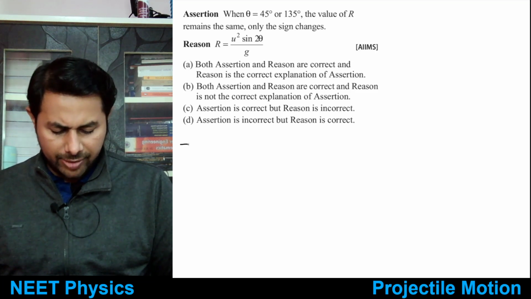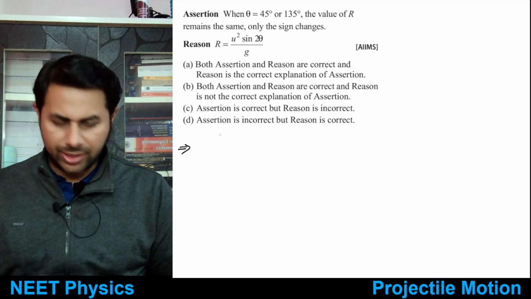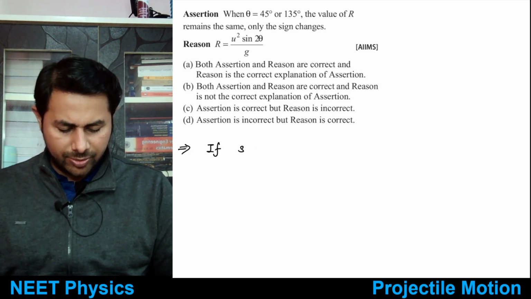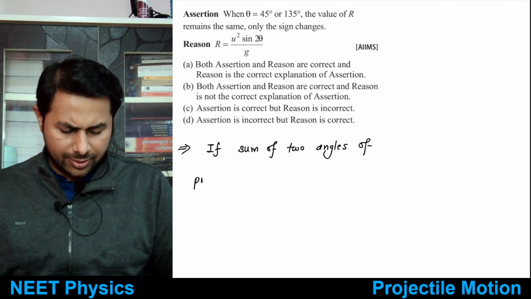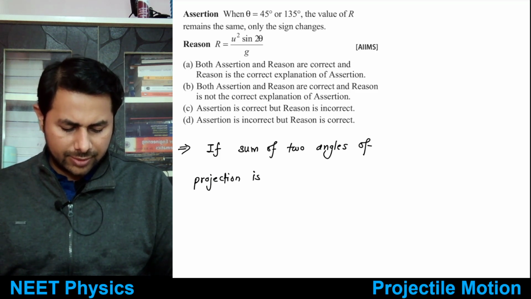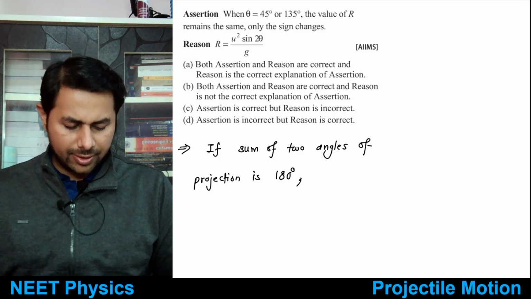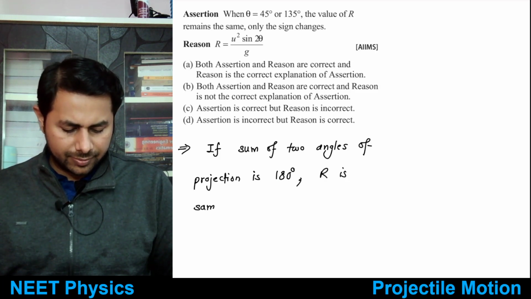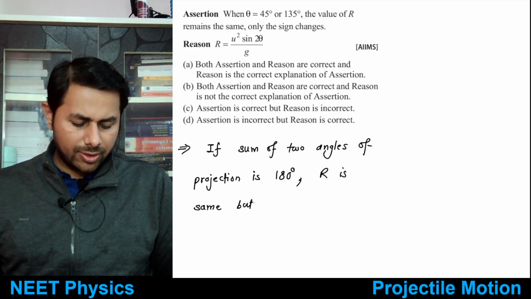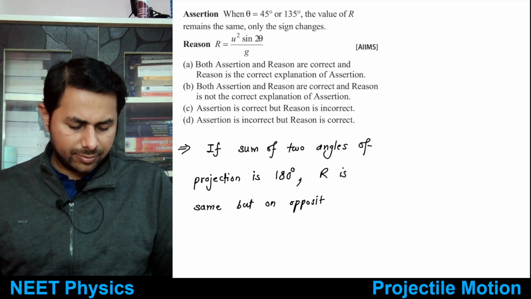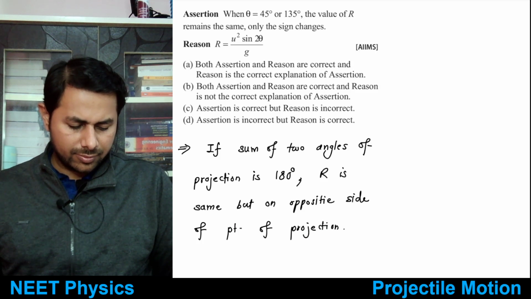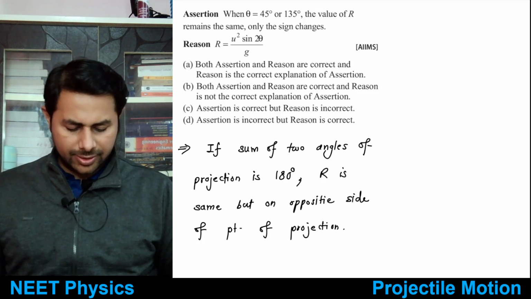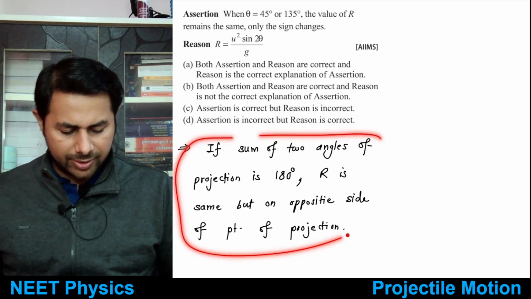Now just remember this thing as a fact. If the sum of two angles of projection is 180 degrees, then R is the same, but on the opposite side of the point of projection. Just remember this thing as a fact. We'll solve this, but just remember this.